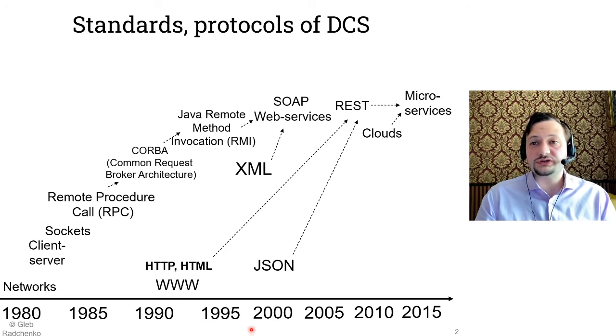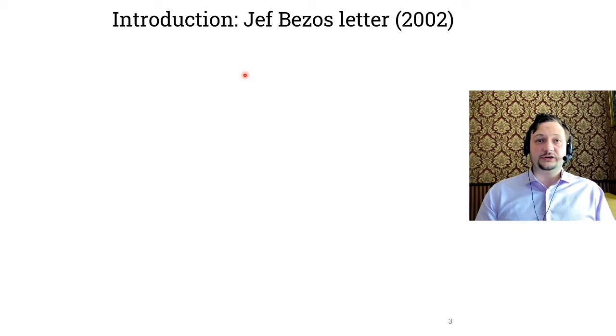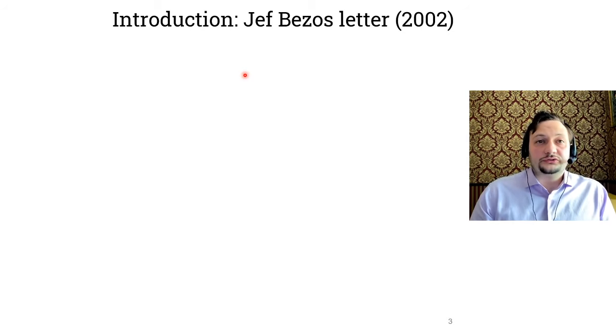So now we see this timeline, now we see where we're standing. We are starting from this part. We will start to discuss our service-oriented architecture from the concept of RPC services and SOAP Web Services. But before we start, I would like to introduce you to Jeff Bezos.